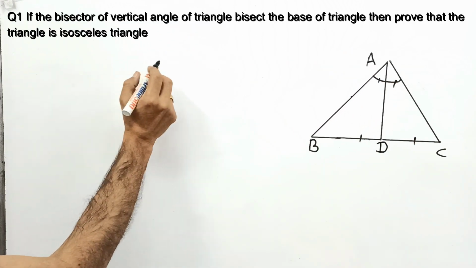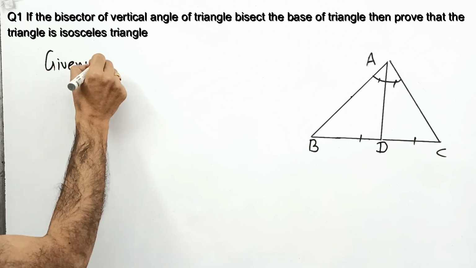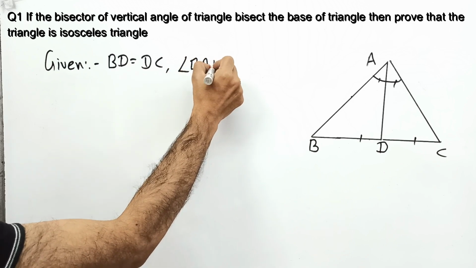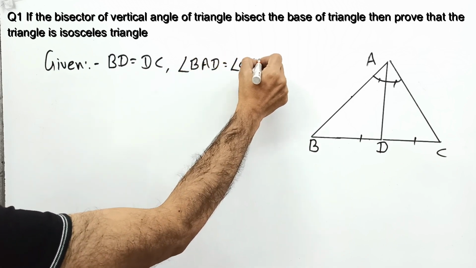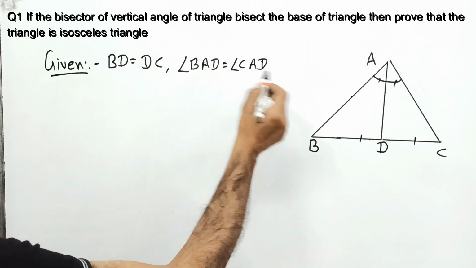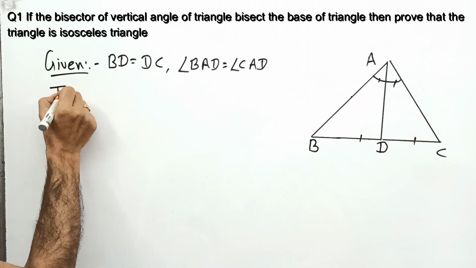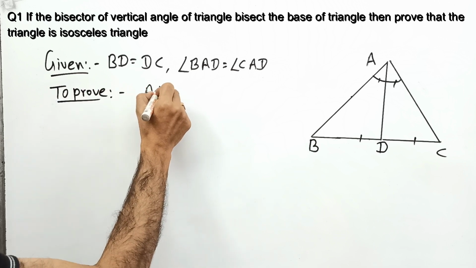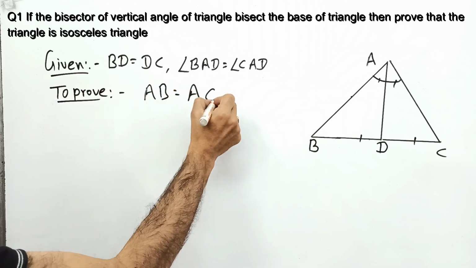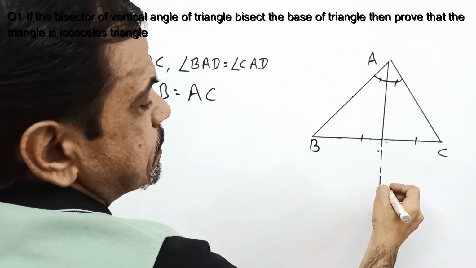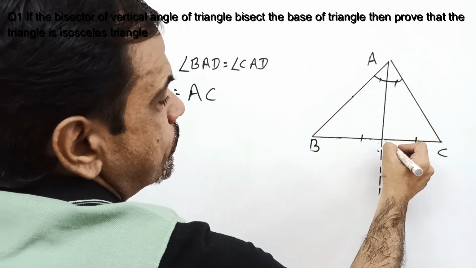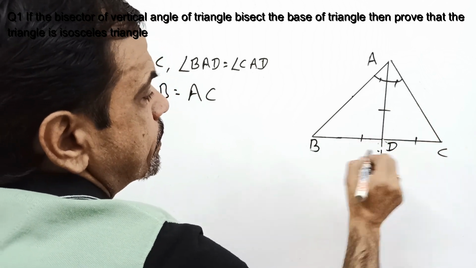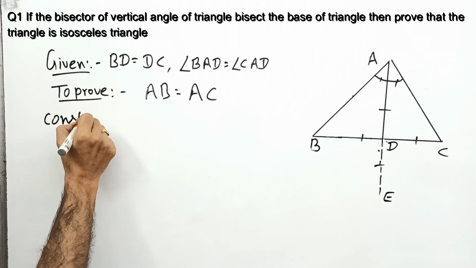So let us write here the given and to prove. Given: BD equals DC, angle BAD equals angle CAD. To prove: triangle ABC is isosceles, or we can say AB equals AC. Construction: extend AD to E such that AD equals DE. We will mention here the construction.